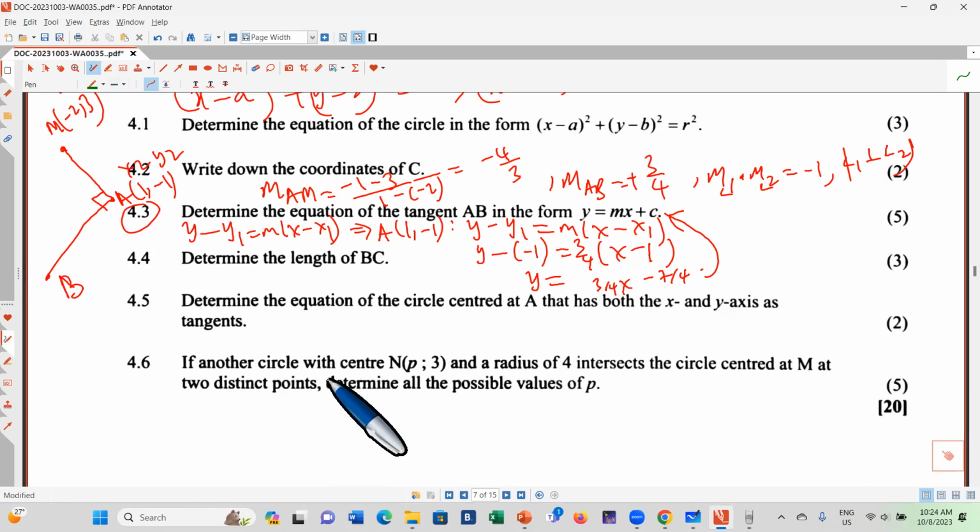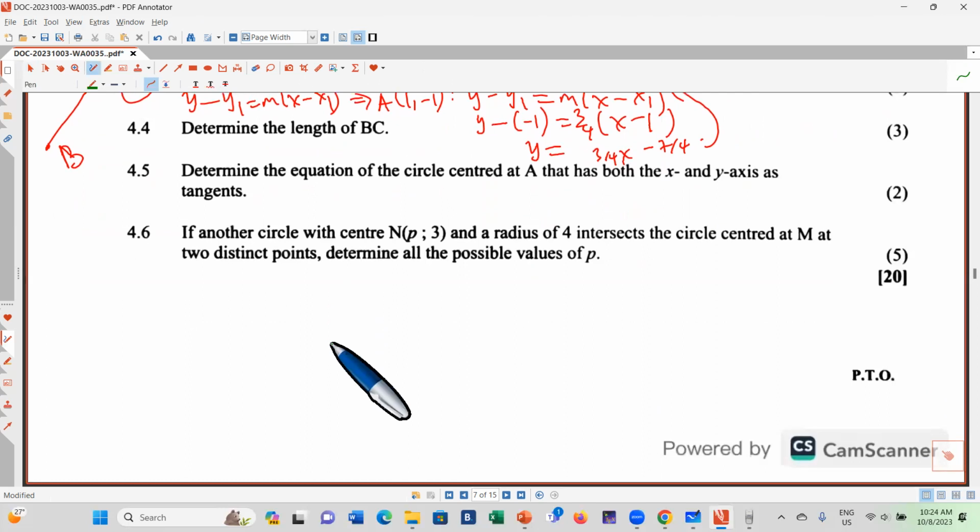Right, in 4.6, a couple of things we need to consider. The circle that the examiner is talking about here is nothing other than, we have the point N and we have the point M. The point N has the coordinates (P, 3). The point M has the coordinates what? (-2, 3). Okay, it has been given this way. So which means, therefore, we can find this.